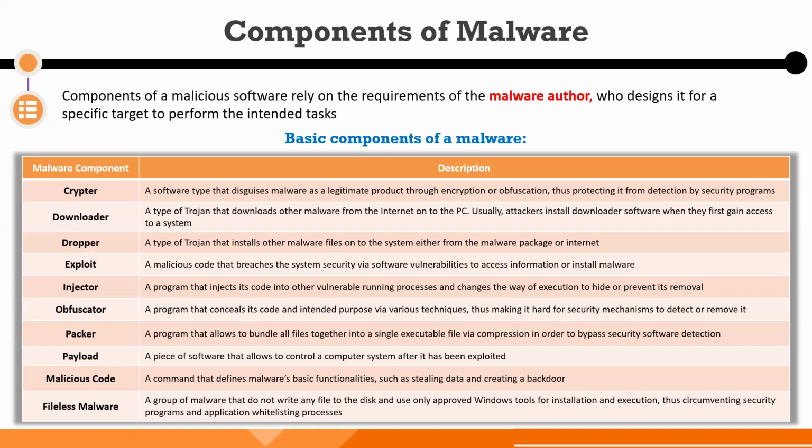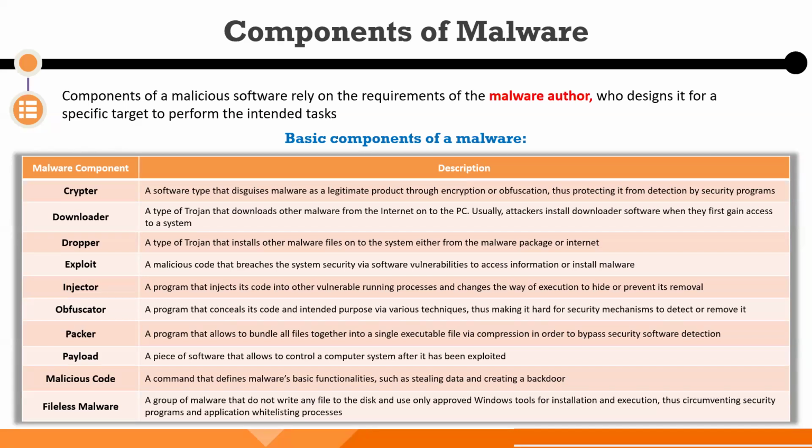So they always have a crypter, which is software that disguises malware as a legitimate product through encryption or obfuscation, thus protecting it from detection by security programs. We have a downloader, which is a type of trojan that downloads other malware from the internet onto the PC. Usually attackers install downloader software when they first gain access to a system. We have a dropper, which is a type of trojan that installs other malware files on the system, either from the malware package or the internet.